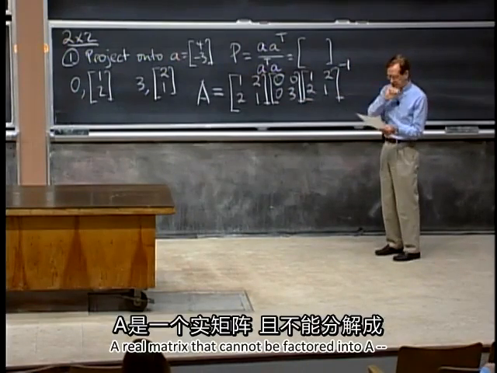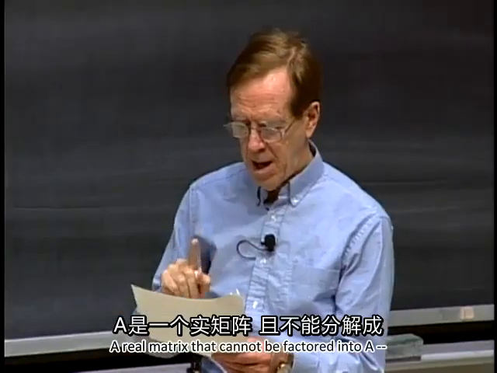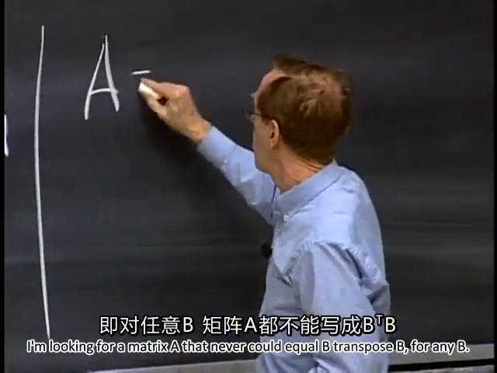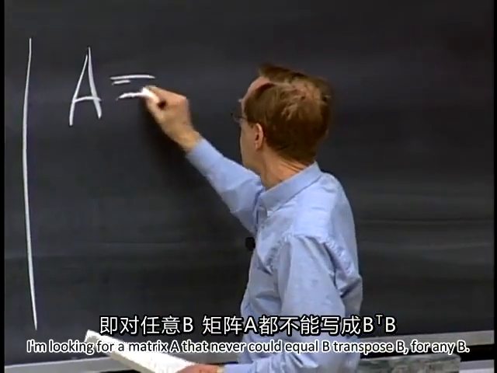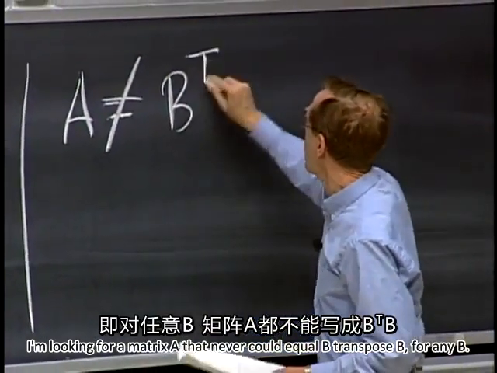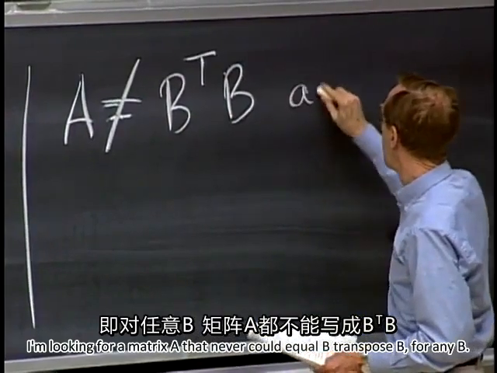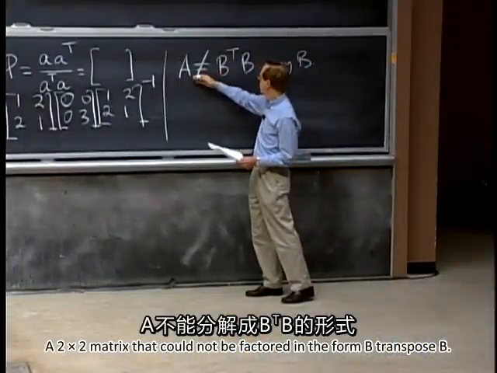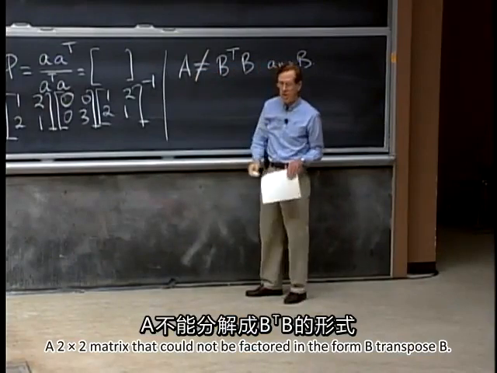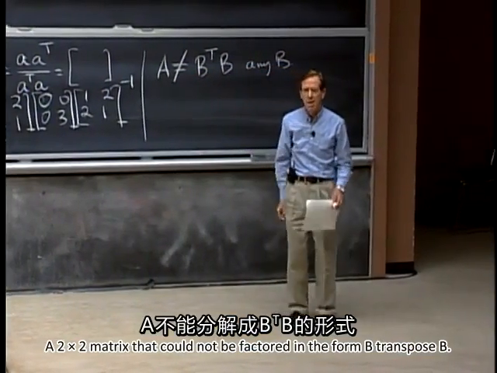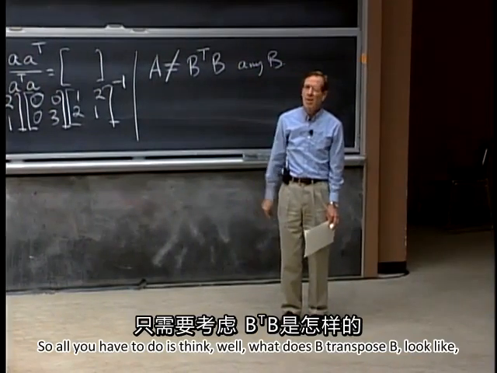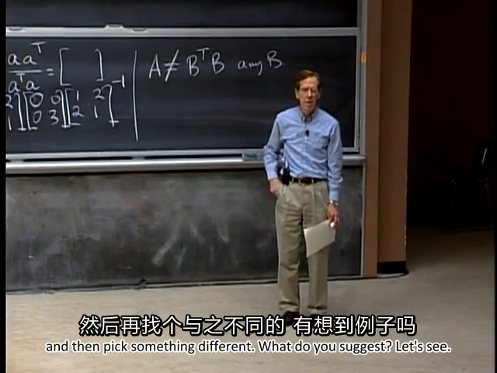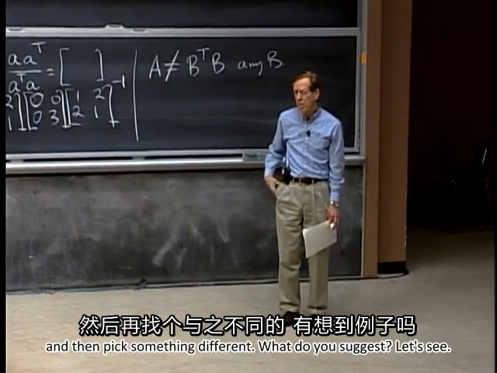A real matrix that cannot be factored. I'm looking for a matrix A that never could equal B transpose B for any B. A 2 by 2 matrix that could not be factored in the form B transpose B. So all you have to do is think, what does B transpose B look like, and then pick something different. What do you suggest?